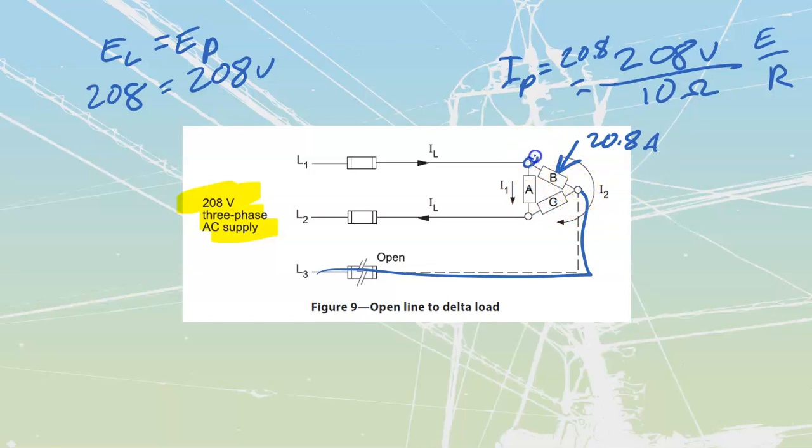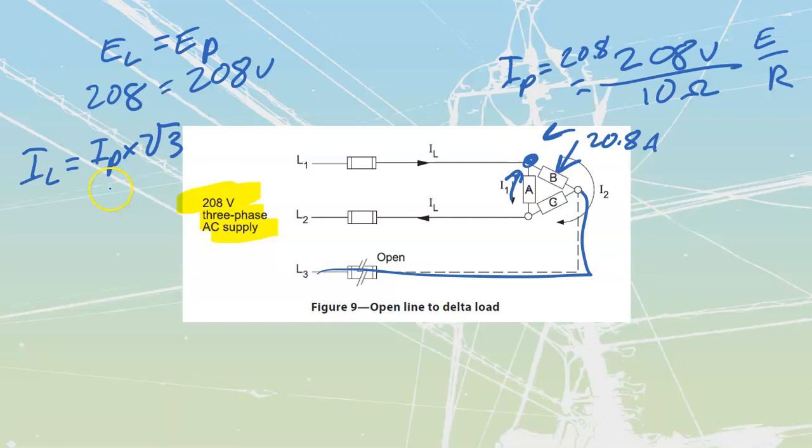The problem is that these phase currents are going to come together at these nodes, and then enter and exit along these lines. I know my arrows are going backwards to what the drawing is, but this is AC, so it's always alternating back and forth. What we need to do is calculate our line value of current, and for a delta, I line is equal to I phase times root 3.